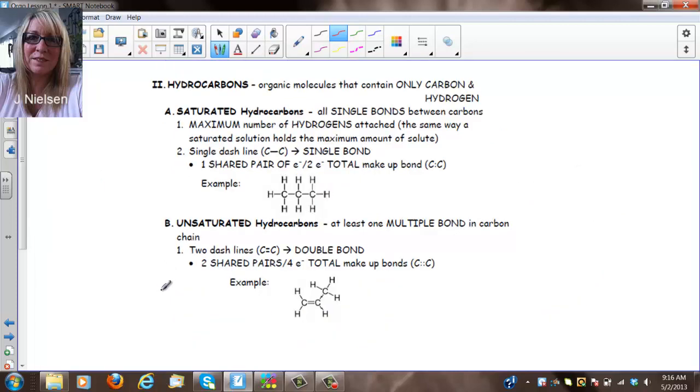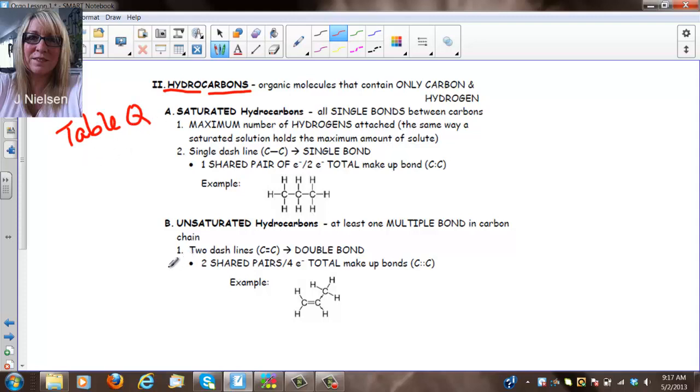Hydrocarbons are organic molecules that contain only carbon and hydrogen. Thus the name, hydrocarbon. Okay? We have what's called saturated hydrocarbons, all single bonds between the carbons. So you have the maximum number of hydrogens attached, the same way a saturated solution holds the maximum amount of solute. And you can see this if you look in Table Q.